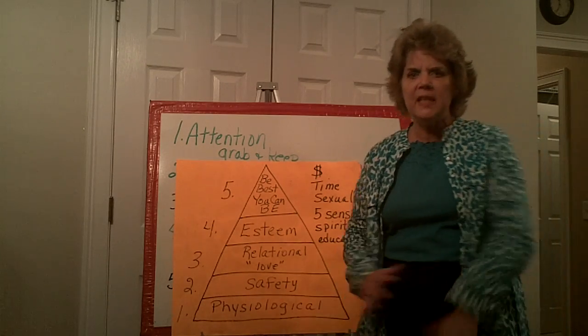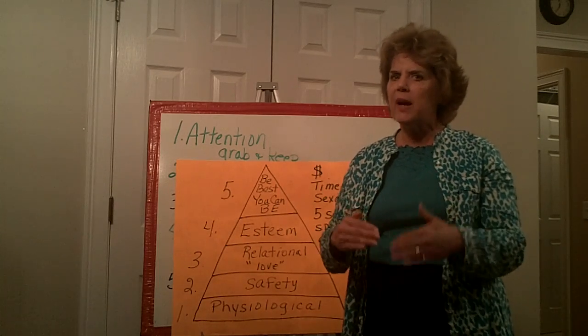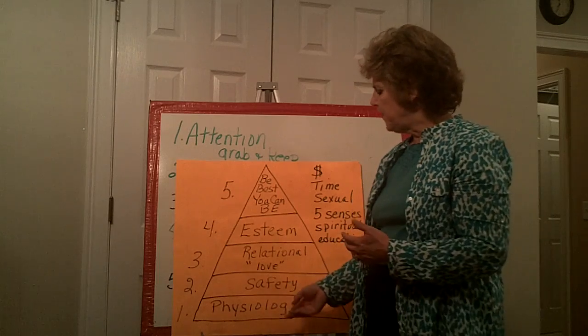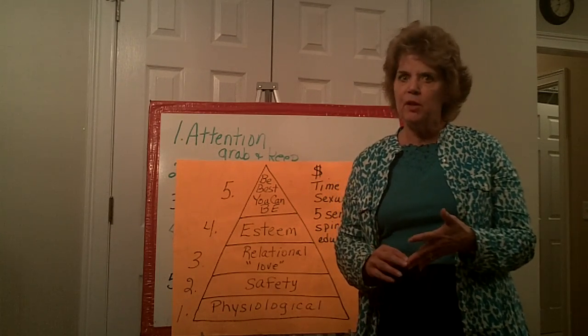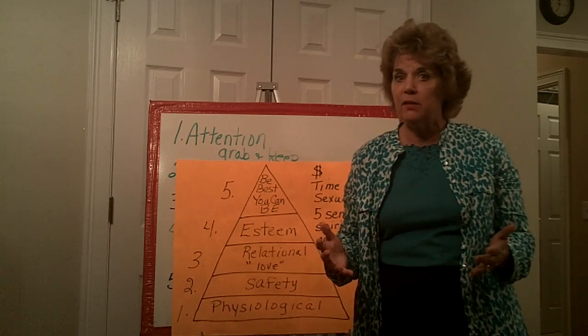People have physical needs. What are examples that you want to put on the bottom triangle on that page in your workbook? Examples of physiological needs are water, air, shelter, and food. People need those things or they're not going to live.